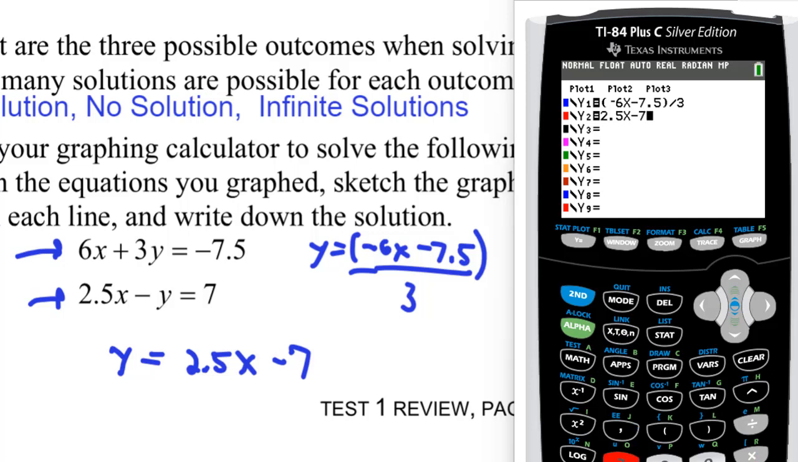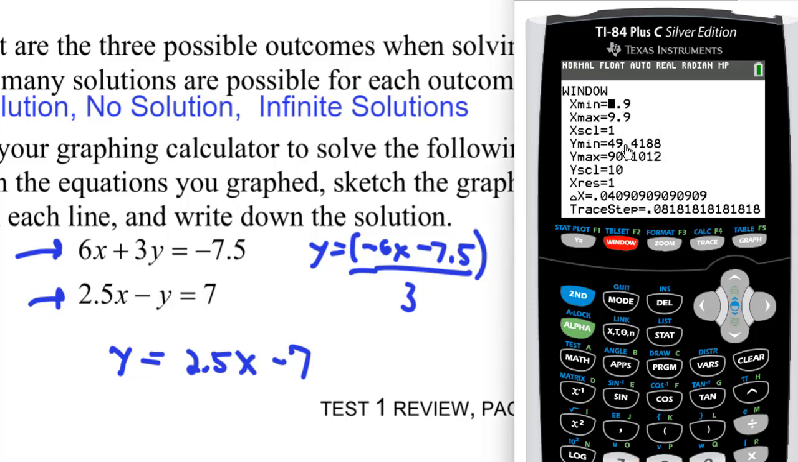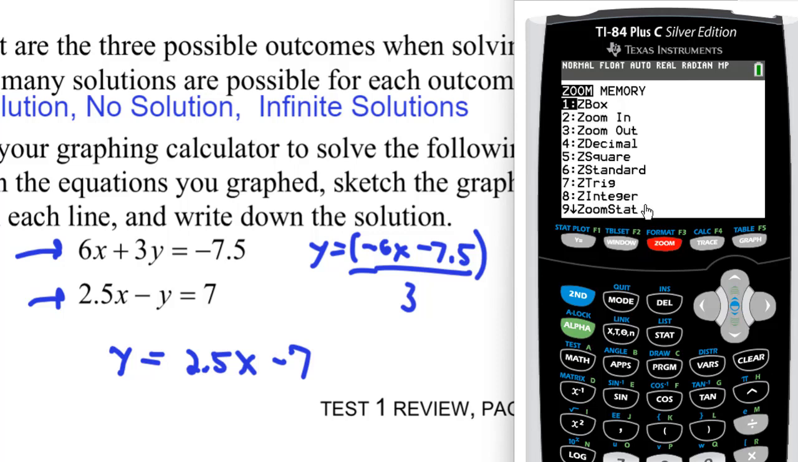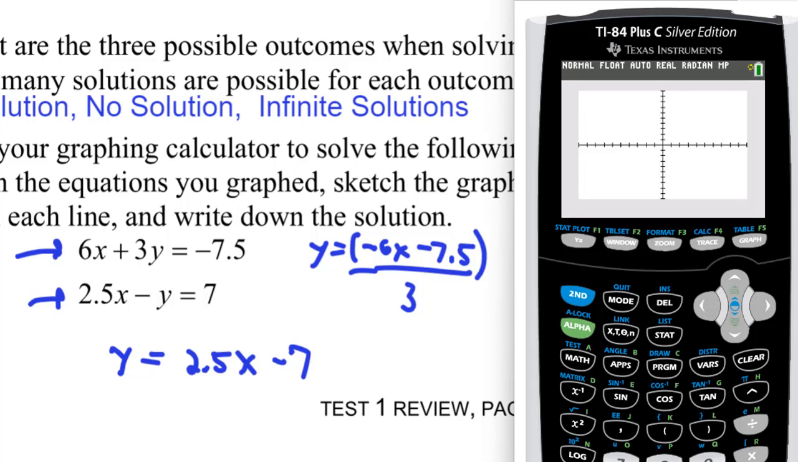So these numbers all look pretty small. So I'm going to try a standard window, which is 10 tick marks in every direction. So if I press window, I want to go from maybe negative 10 to positive 10 in every direction. You can manually do that, but a quick way would be type the zoom key and number 6 for standard. And that will give us 10 tick marks in every direction. There's the first line. Here comes the second line.